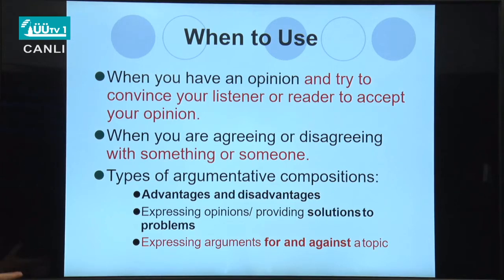There are some different types of compositions in argumentative essays. One you are familiar with is advantages and disadvantages, and expressing our opinions, providing solutions to problems, and expressing arguments for and against a topic. This part is important. We can express an argument for or against a topic.